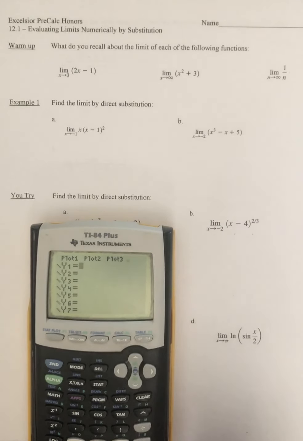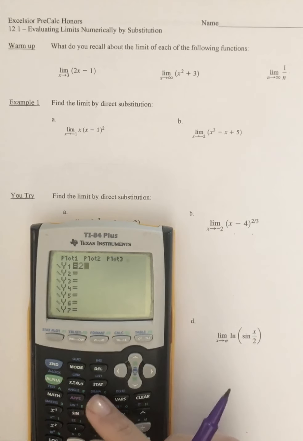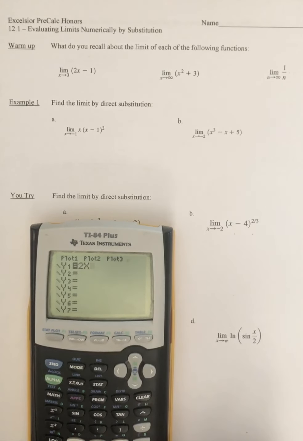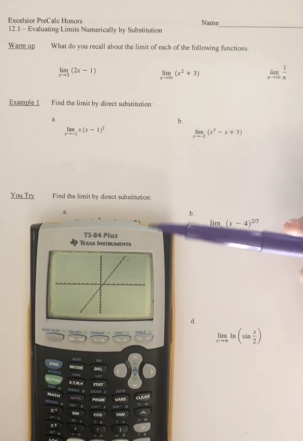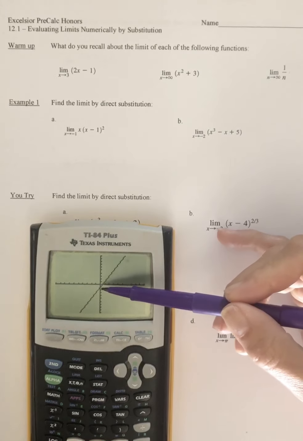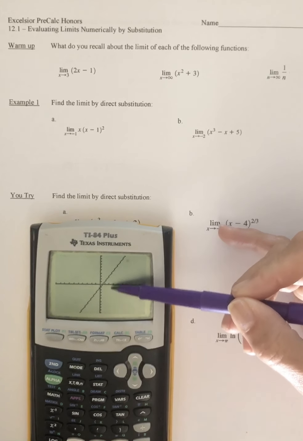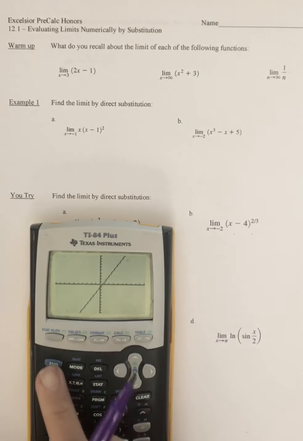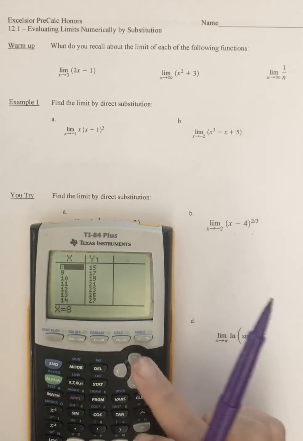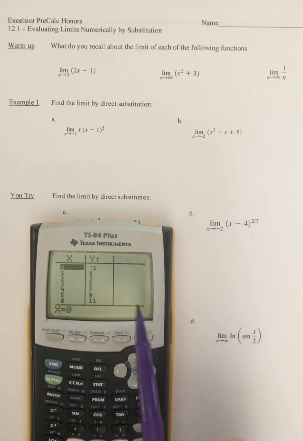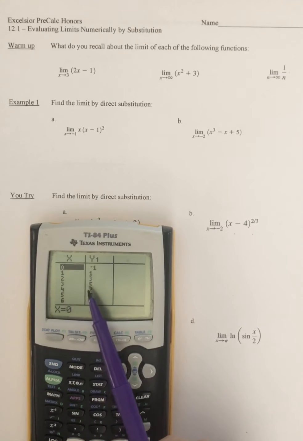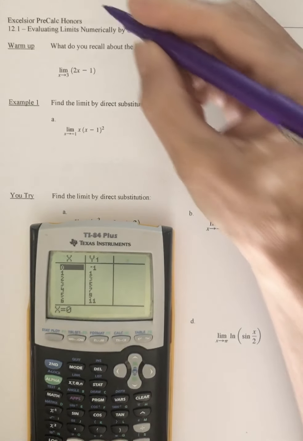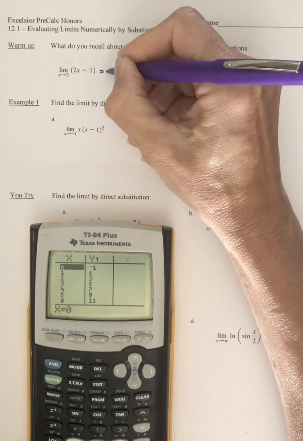This is a line. So a line is going to be continuous. It's going to be really easy to see the limit. But let's just type it in. 2x minus 1. I'm going to look at the graph. And it's real easy to tell when x is 3, 1, 2, 3. Well, I know that there's definitely a value. So let's look at the table. All right, when x is 3, your y value is 5. So the limit as x approaches 3 is 5.